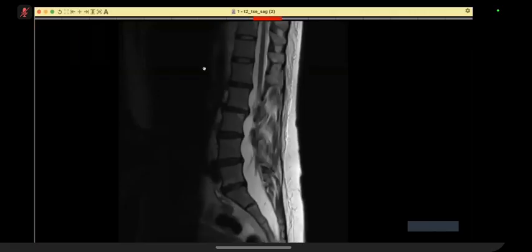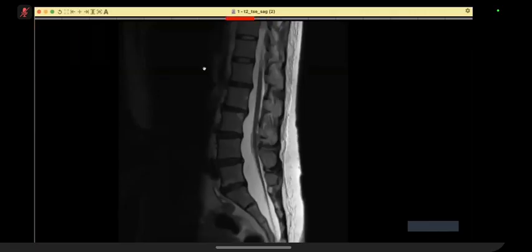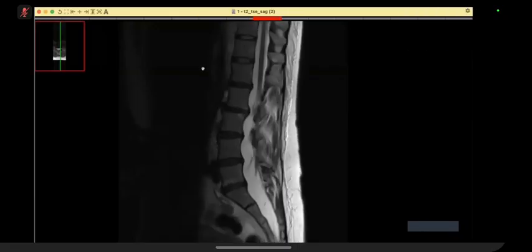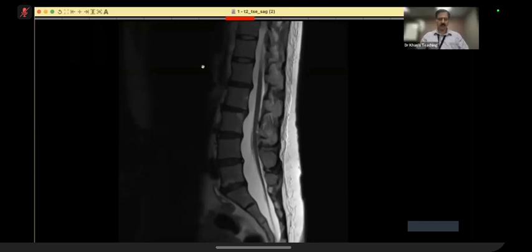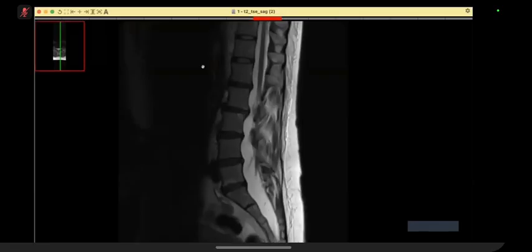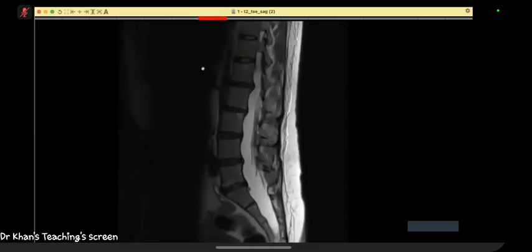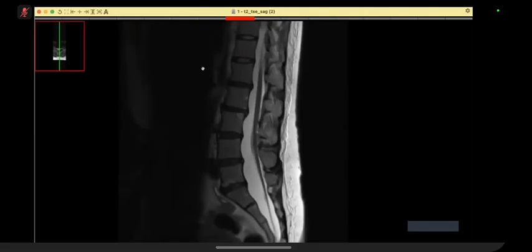Okay, tethering of the cord. Say again? Tethering of the cord. And what do you mean by that? The lower spinal cord is plastered posteriorly to the posterior spinal element, making it less flexible, and which can be the cause of the neurological symptoms like urinary bladder incontinence. Sorry, I couldn't hear you earlier. I couldn't hear the history because of network.